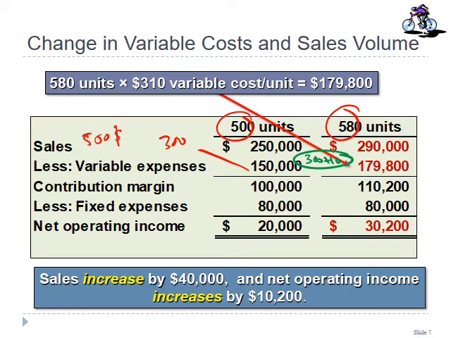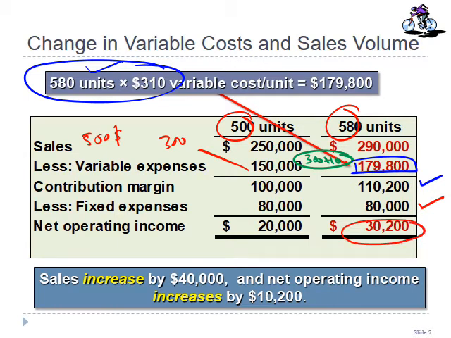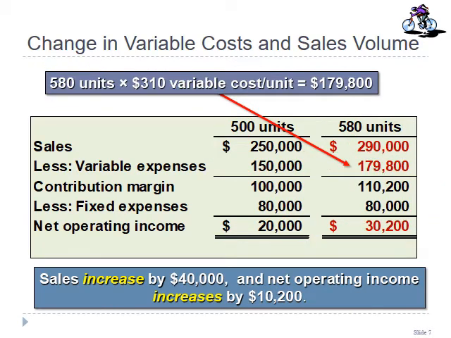Sorry, here it is. So where did this 179,000 come from? It came from multiplying 580 units by the 310 variable cost, right? So our sale minus variable cost is our CM, and we don't have any change in fixed cost, so this would be our profit. Woohoo! The profit is increased by $10,200.